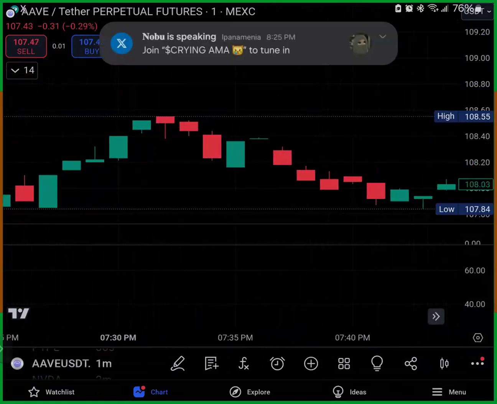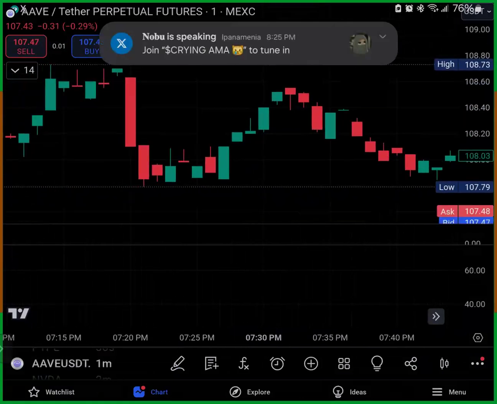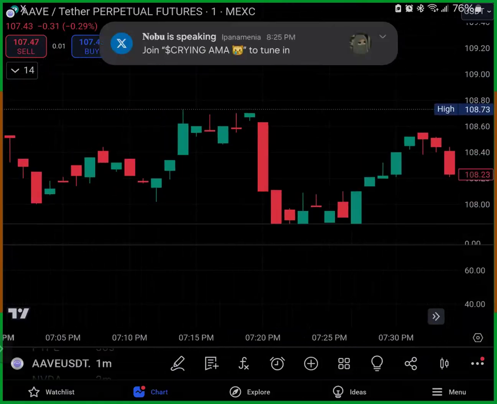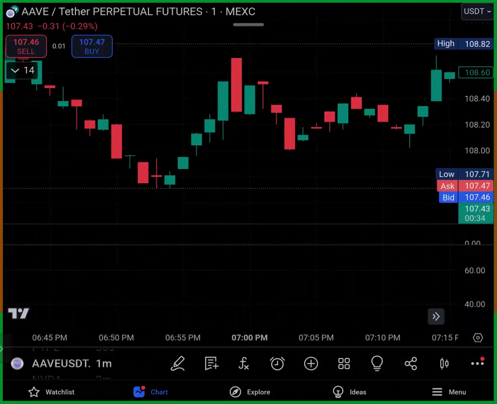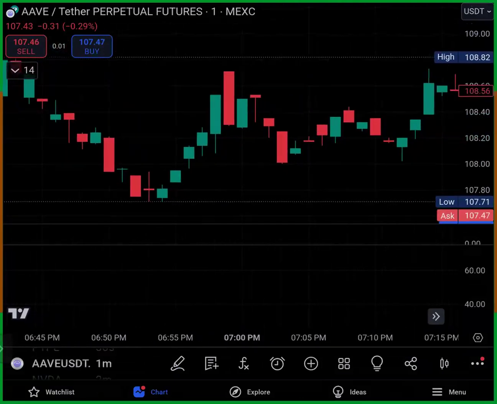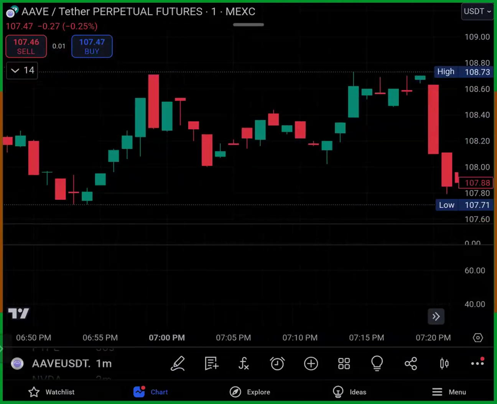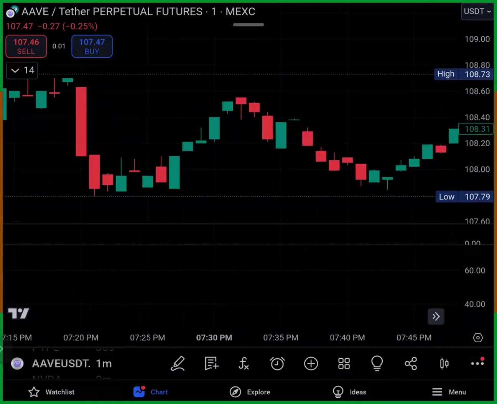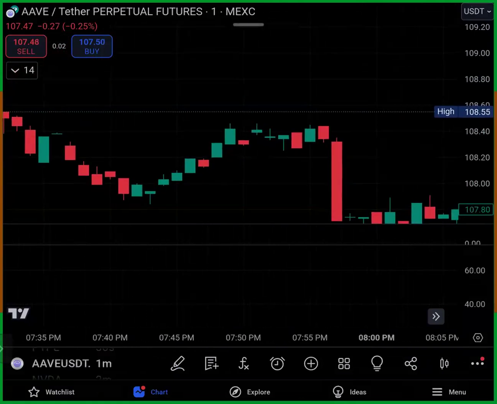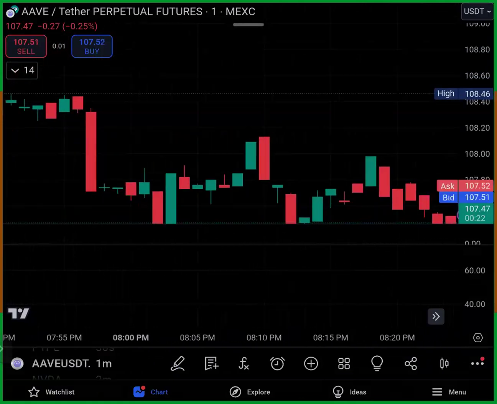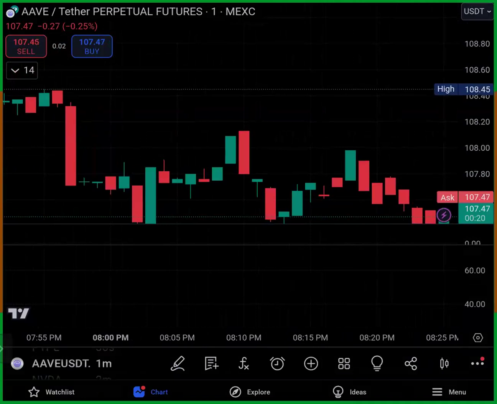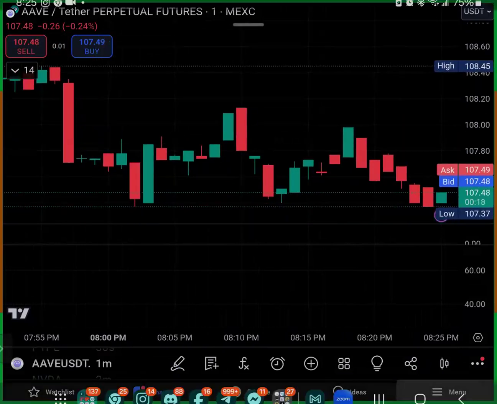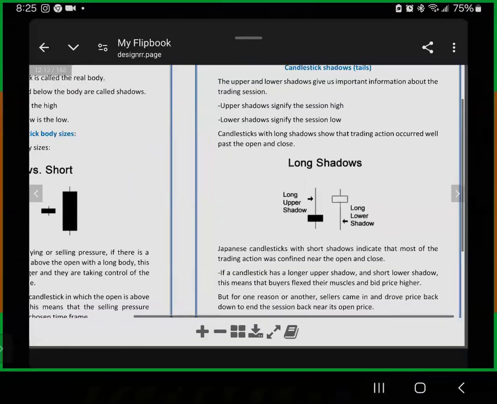All right, we got this tail right here, these wicks. We have the lower shadow right there and the upper shadow. And that's the tops. That's the stick that's on top and the stick that's on the bottom. But let's go to another.